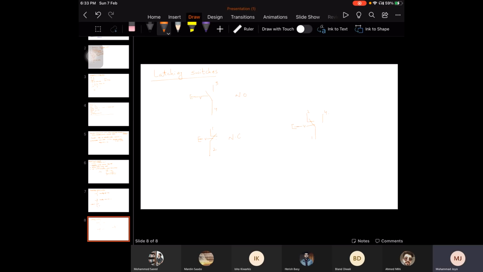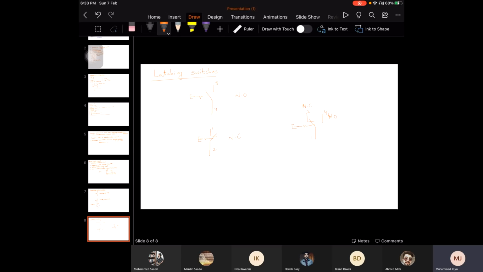All right, and when you depress it, still this bar will be connected to normally open. In order to bring it back, you need to push it again. Then if you push it again, it will come back to its normally closed position. Okay, so the changeover switch is also possible in latching switches as well, right?